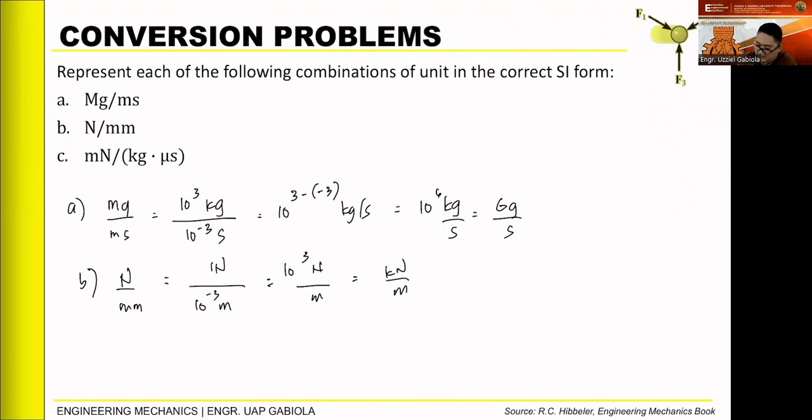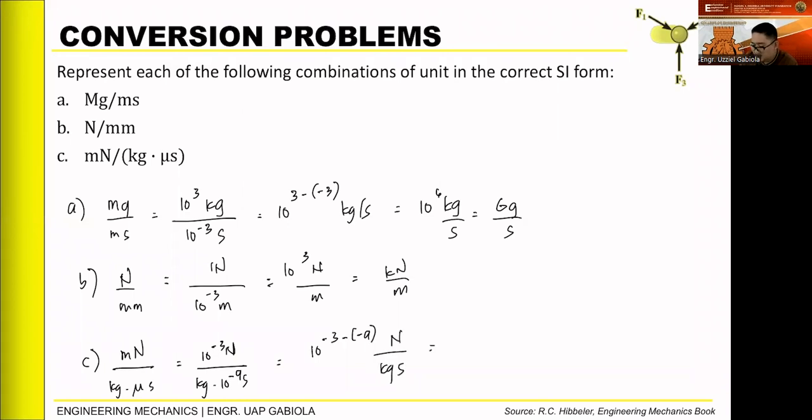Okay? Letter C is millinewton all over kilogram multiplied by microsecond. So, millinewton is 10 negative 3 Newton all over kilogram times 10 negative 9 seconds. So, when we work out the units, that is 10 negative 3 minus 9 Newton per kilogram second. So, it becomes 10 raised to 6 Newton per kilogram second. So 10 raised to 6 is actually mega Newton all over kilogram seconds.